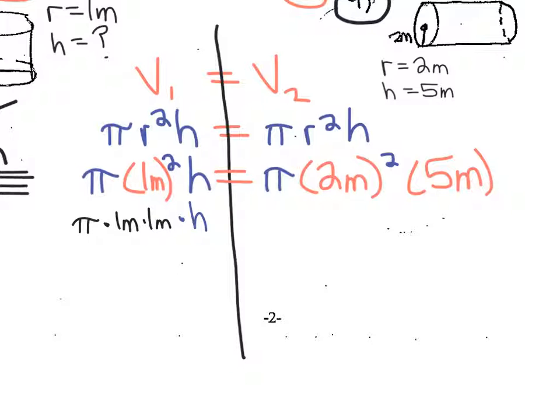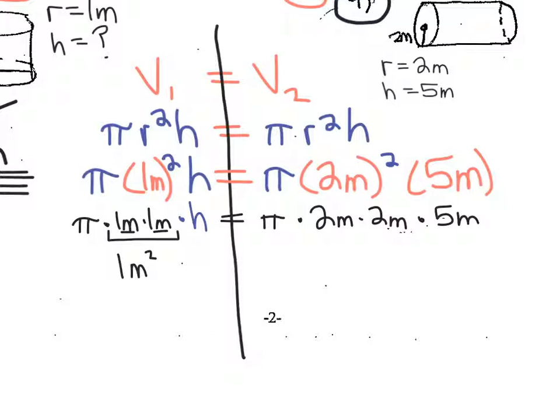And then on the right side, I have pi times 2 meters squared, so 2 meters times itself, times 5 meters. Okay, this is where it gets fun. I'm going to leave pi as just pi. I'm not going to multiply that out with everything else just because I want you guys to see how we can cancel pi out. So I'm going to start with simplifying my left side. 1 times 1 is 1, and meters times meters would just be meters squared. Then I have times pi times the height.